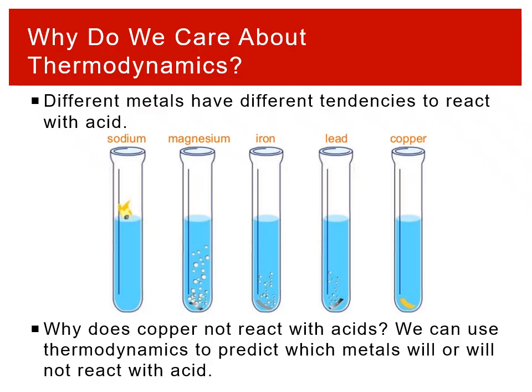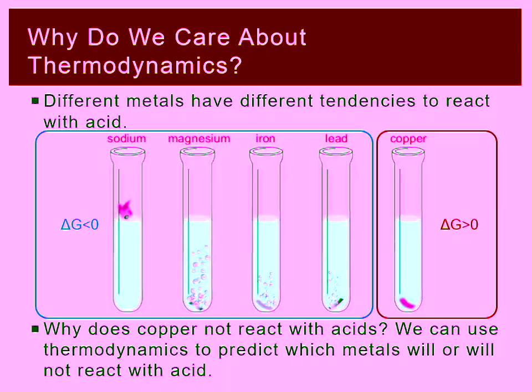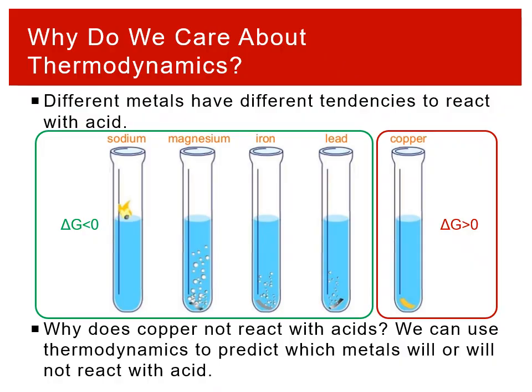So why not? One of the things we can use to jump off from this is that because that doesn't happen, we know that it's not spontaneous, and we therefore know that delta G is positive. For all these other metals, in their reaction with acid, delta G would be negative. So there's some inherent relationship here. We would expect that sodium's delta G is very negative, whereas lead, because it doesn't have that much of a reaction, has a delta G that is not that negative.